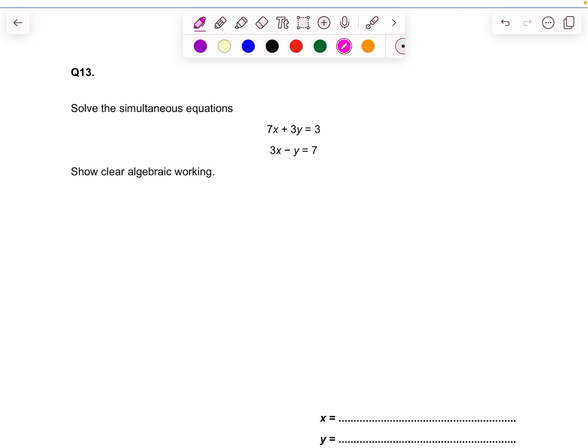And then finally, let's end this with a good old simultaneous equation. We can't go straight into eliminating because the coefficients of x's are not the same and the coefficients of y's aren't the same. I'm going to make the y's the same, so I'm going to multiply this second equation all by 3. So let's write it out. My first one stays the same, 7x plus 3y equals 3. And my second equation becomes 9x, because 3x times 3 is 9x. Then minus y times 3 is minus 3y equals 7 times 3, which is 21.